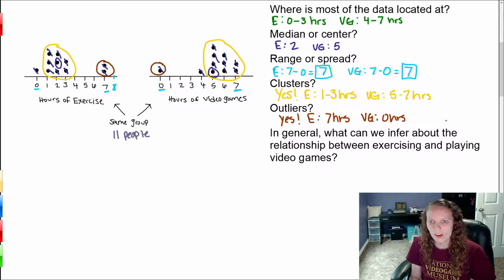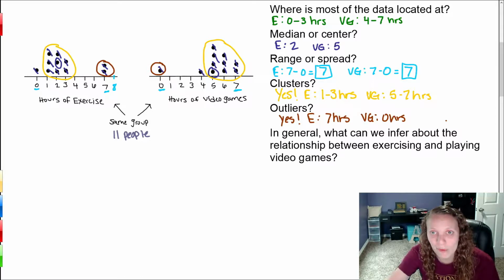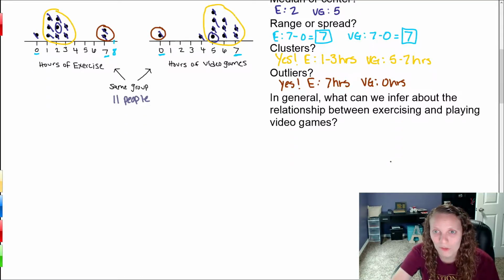So let's talk about our clusters and outliers. For exercising, most of the people said we exercise from 1 to 3 hours. And then a couple people said, well, we exercise for 7. They were different from the rest of the group. For video games, most of the people said we play 5 to 7 hours of video games, but then there was somebody kind of by themselves saying, no, we don't play any video games, 0 hours a day. They were off by themselves, away from the rest of the group.